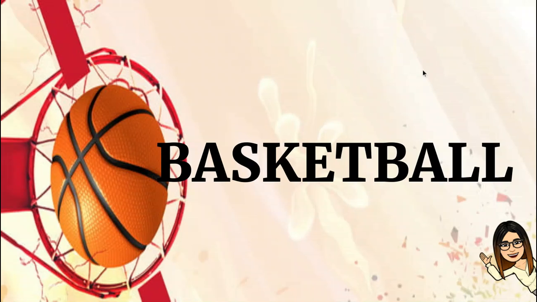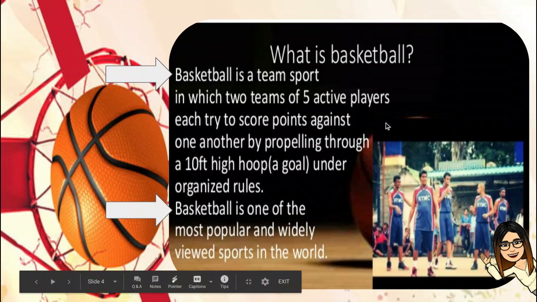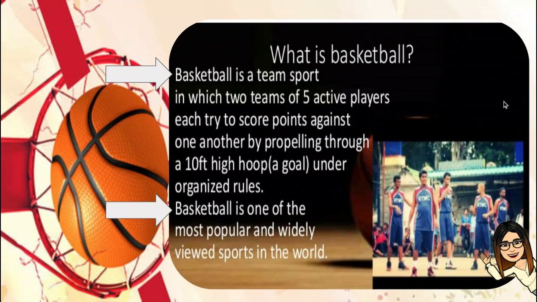Now, do you know what basketball is? Class, basketball is a team sport in which two teams of 5 active players each try to score points against one another by propelling a ball through a 10 feet high hoop or goal under organized rules. Basketball is also one of the most popular and widely viewed sports in the world. So that's the history of basketball.